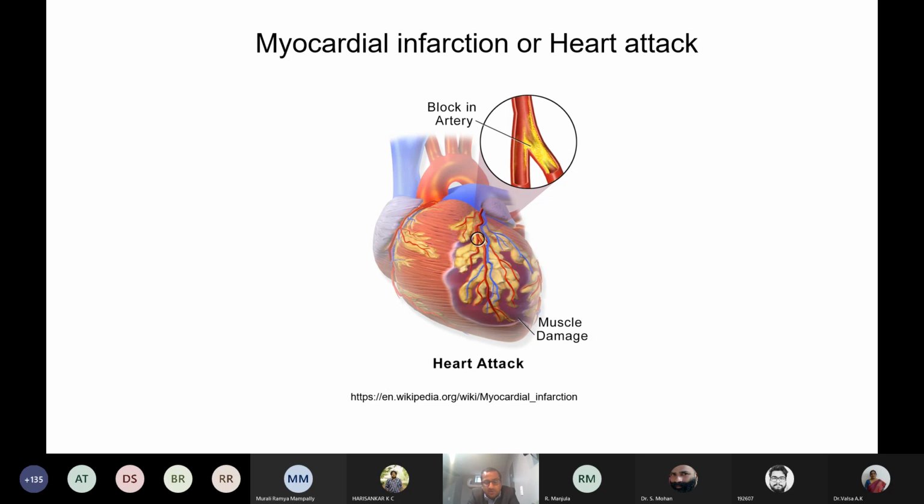So our lab is looking into whether we can regenerate the dead tissue using non-coding genome modulators. And at the same time, can we protect dying cardiomyocytes? That's one more thing we are looking into.